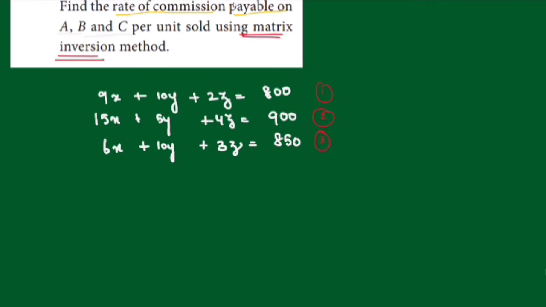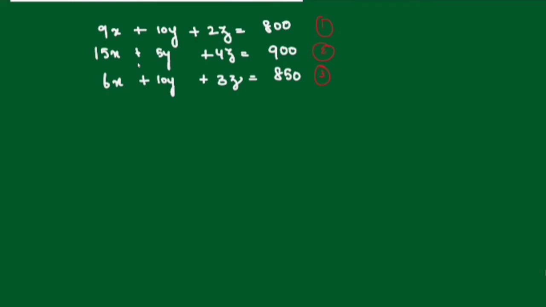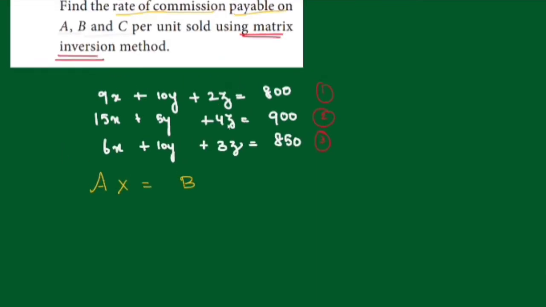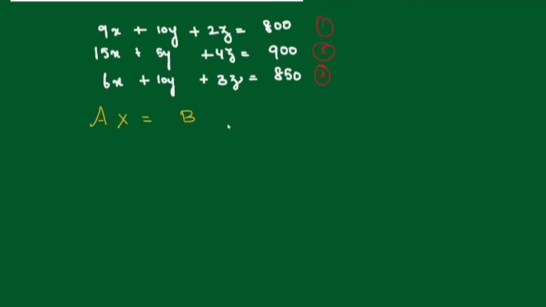So you have to write this in the matrix form. How do you write this in the matrix form? So you have to write this as AX is equal to B. What is the matrix A? See, using matrix inversion method, so you have to write in the matrix form. What is the matrix A? Take the coefficients. What are the coefficients? Can you read? 9, 10, 2. Very good. Then second row, 15, 5, 4. Third row, 6, 10, 3.